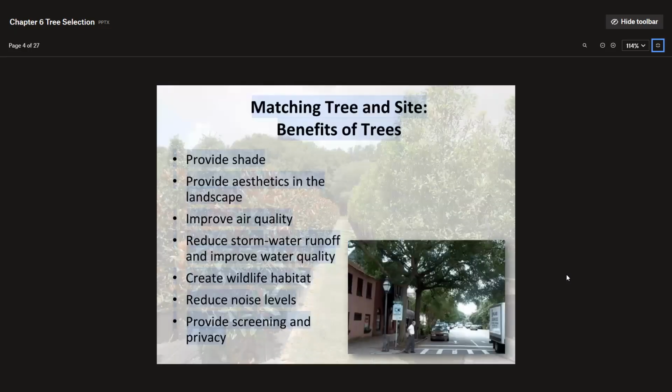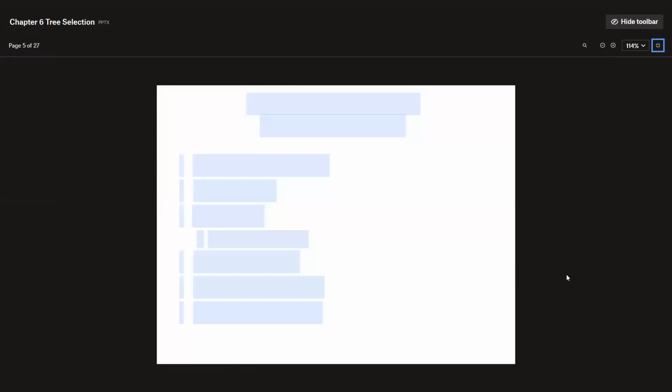So you need to match the tree and the site to the benefits of the tree, right? You want it to provide shade, provide aesthetics in the landscape, improve the air quality, reduce storm runoff, and improve water quality. They can create wildlife habitat. Maybe that's wanted, maybe that's not. You need to check with your client, right? Reduce the noise levels. There are trees that are planted for screening, right? And privacy. These are all benefits that trees can have.